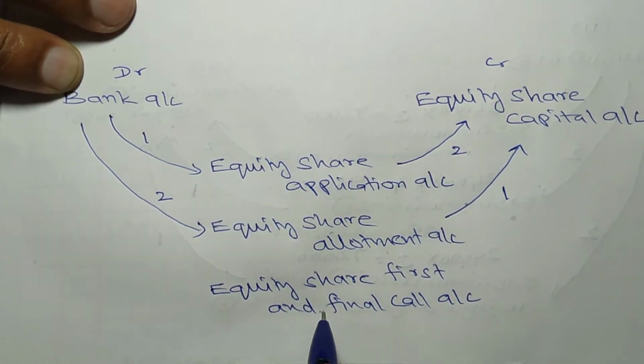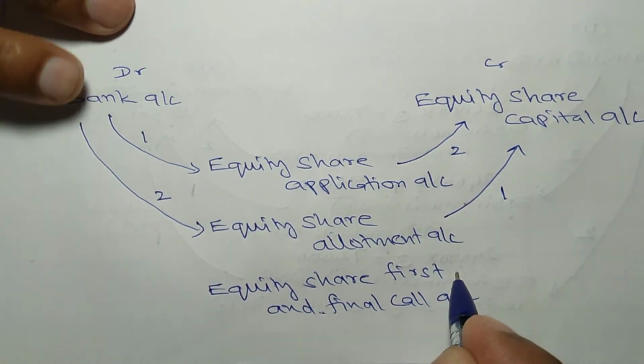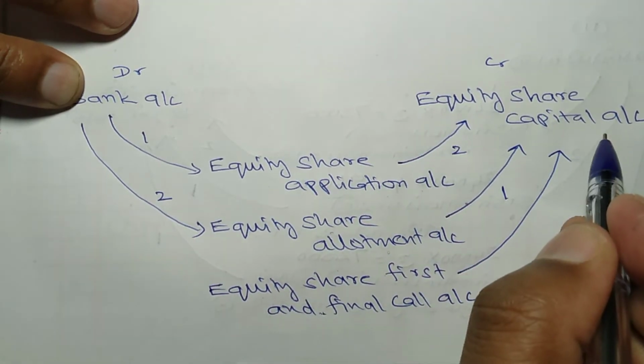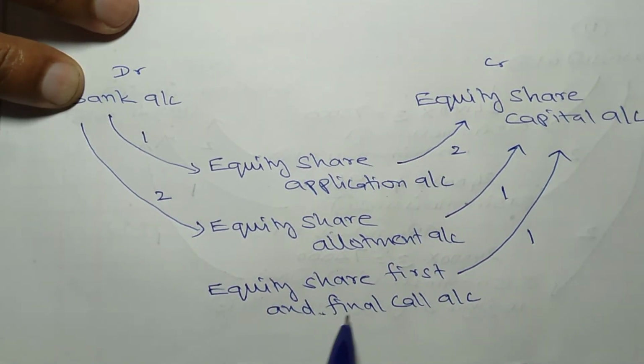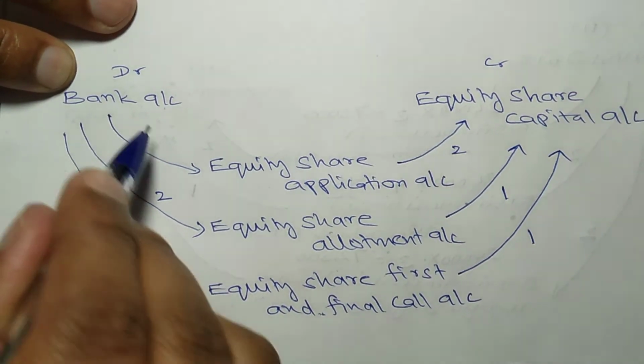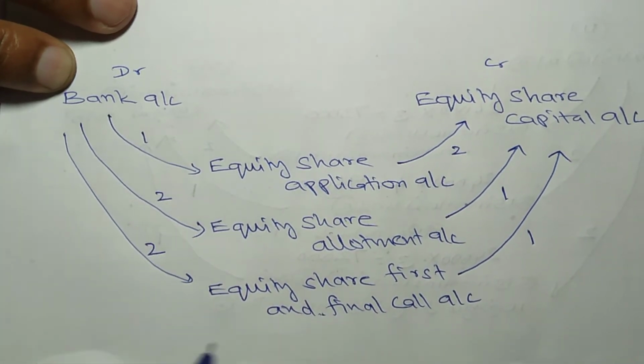Same way in this one also. Equity share first and final call account debit to equity share capital account, that is first entry, that is called first and final call money due. Then received, bank account debit to equity share first and final call account, that is first and final call money received.